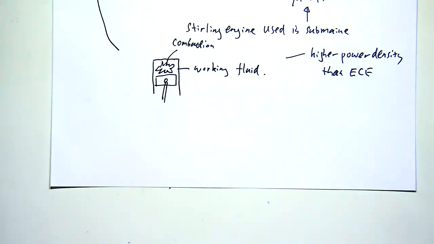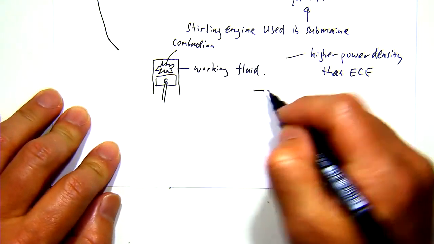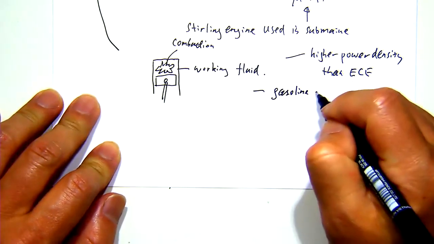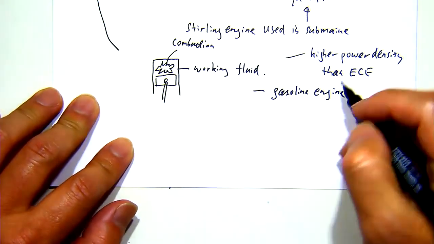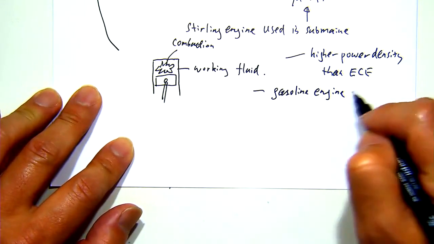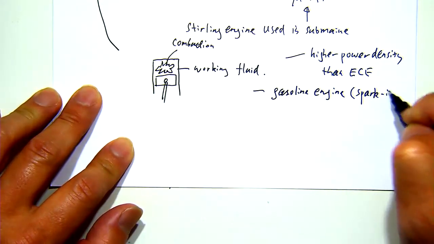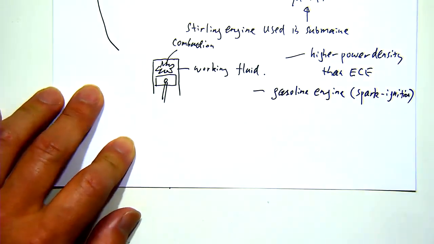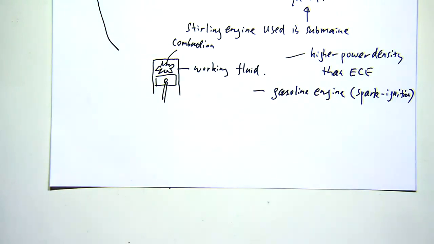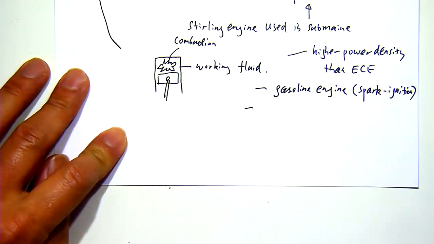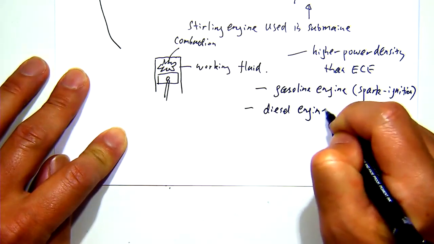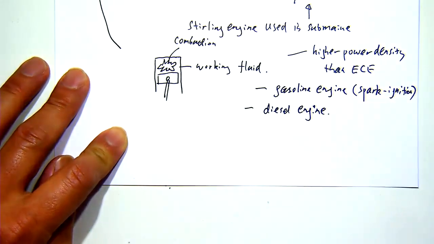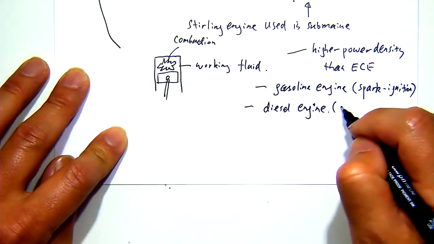A typical example, including the common one that we see for road transport, is the gasoline engine. The gasoline engine is named by the fuel it uses, or we can call it a petrol engine. The combustion happening there actually uses the so-called spark ignition process. You're using a spark plug to ignite the charge to start the combustion process. And there's another type, which is the diesel engine. The diesel engine uses a different type of combustion process called compression ignition.